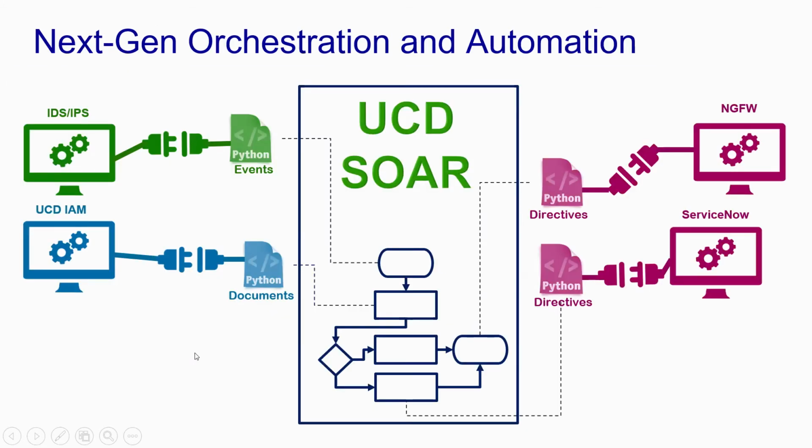Following that sort of path, we thought, let's just have a platform that's dedicated to this. We'll have a next generation orchestration and automation platform. The project is called UCD SOAR, and we'll do all of that stuff automatically if we can, and not even have to go into the dashboard unless it's absolutely necessary.